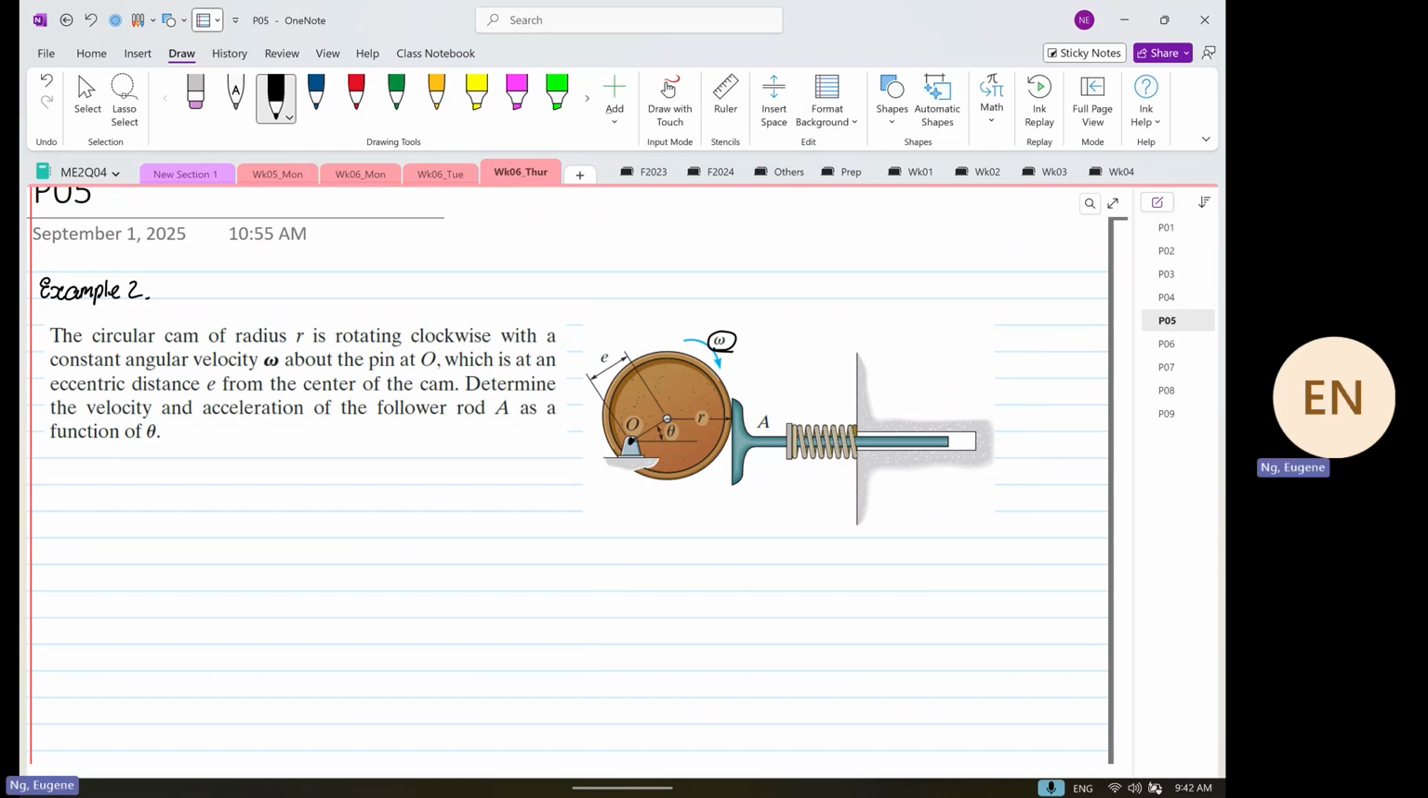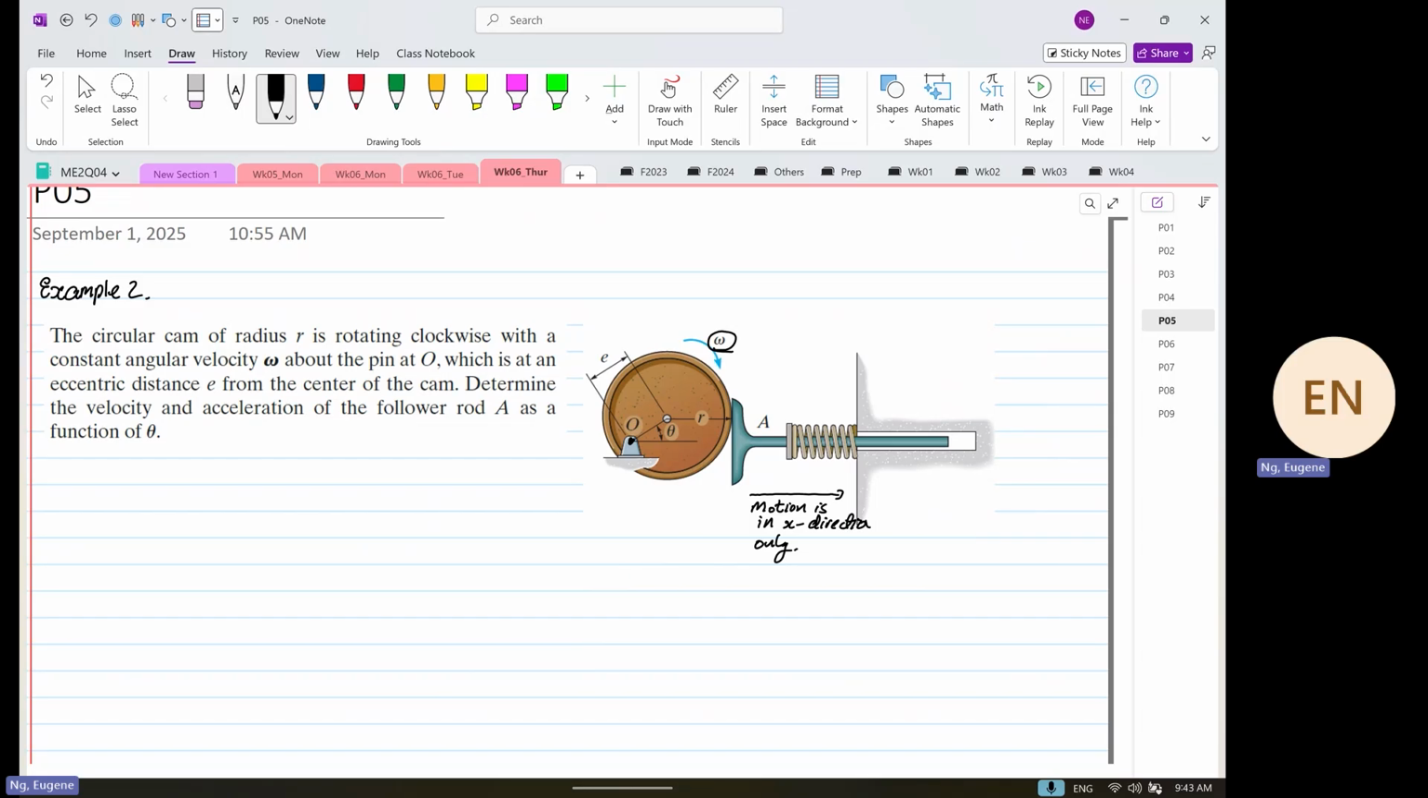So we are going to determine the velocity and acceleration of the rod as a function of theta. So this is another case that is ideal to use this method because the motion is in one direction only. Right? Motion is in what? Okay, the motion is in x direction only.